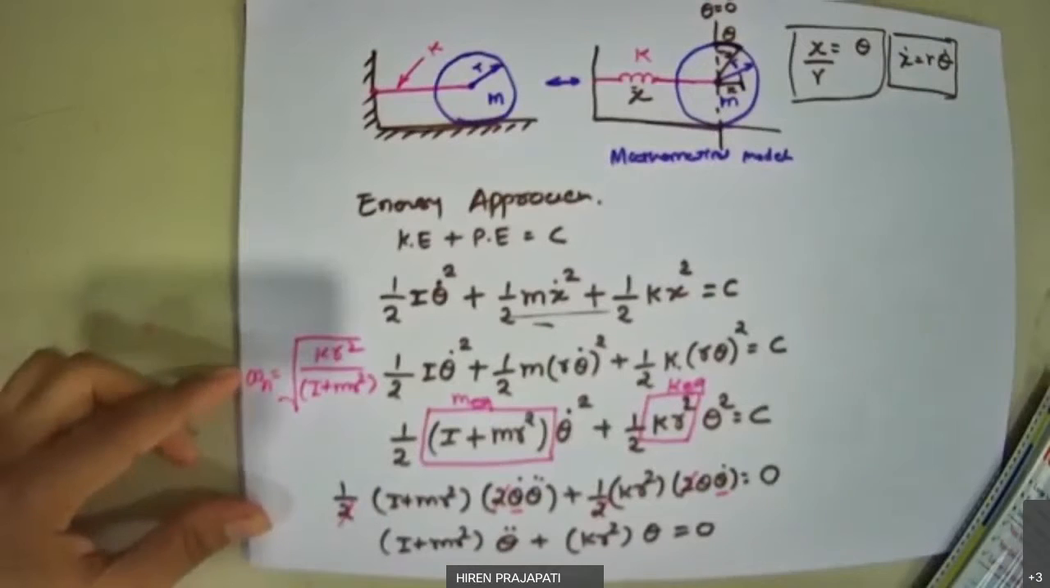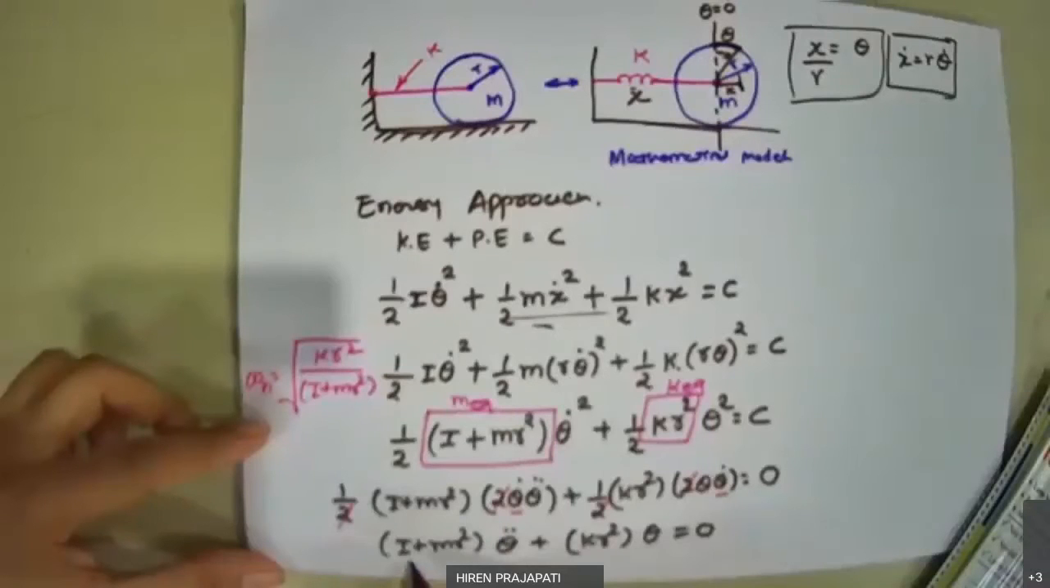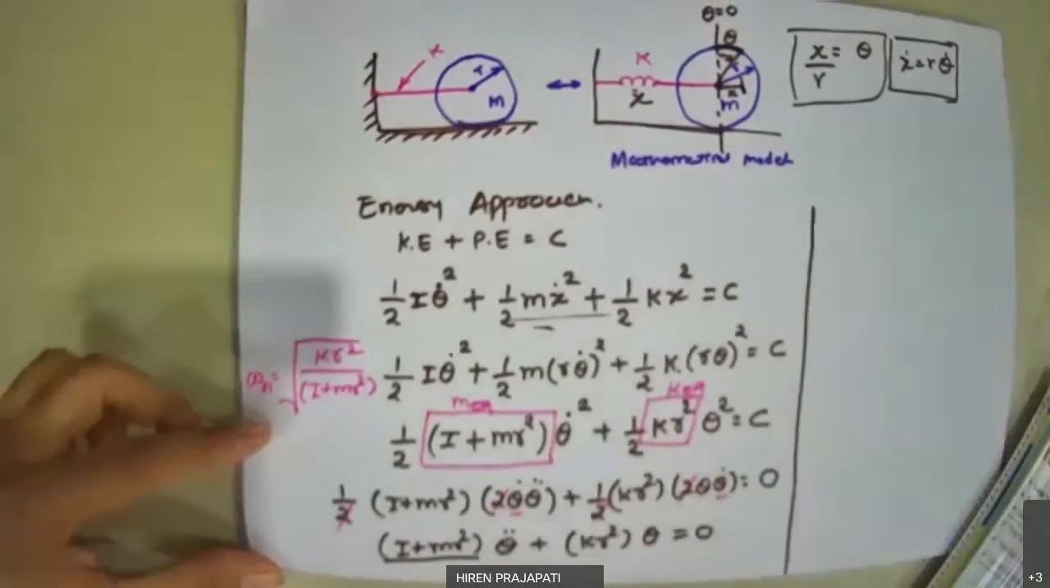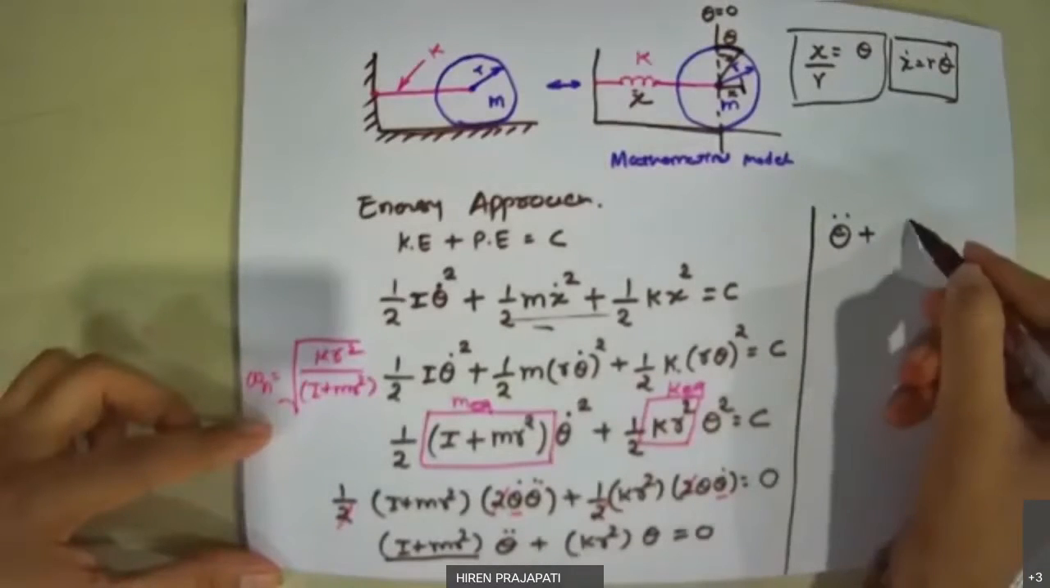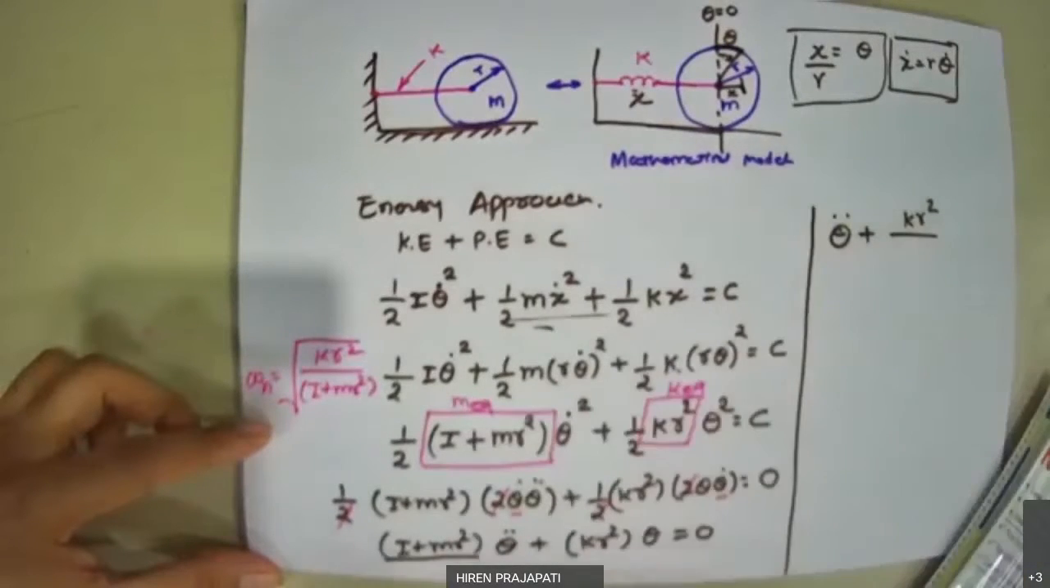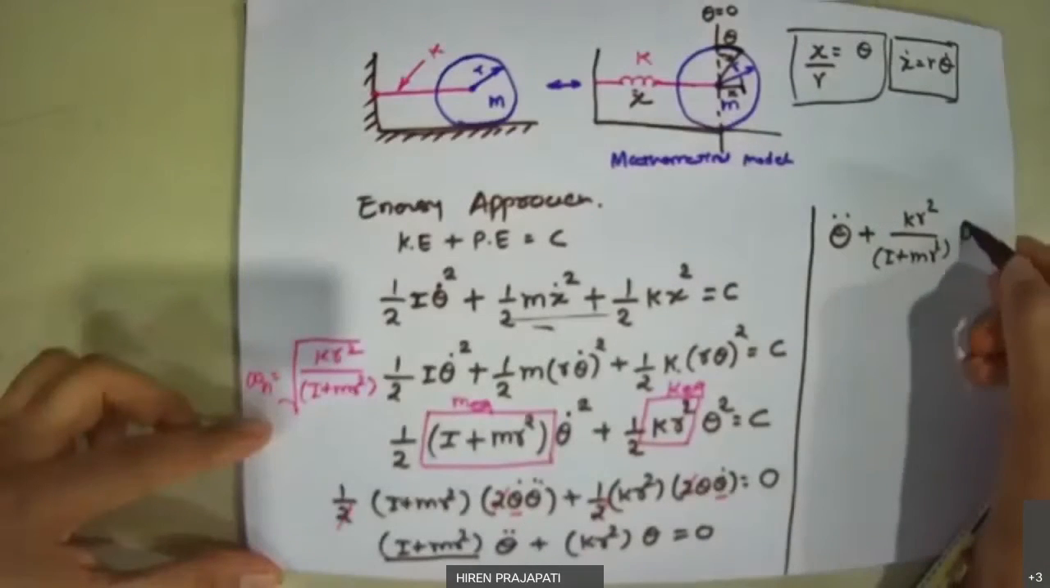Convert into simple harmonic motion. Yes, convert this into simple harmonic motion form, right, Karthik? So what we need to do is divide this entire equation by the bracket multiplying theta double dot, mr square. So if we do that, then we get theta double dot plus kr square divided by this bracket, theta, is equal to 0.